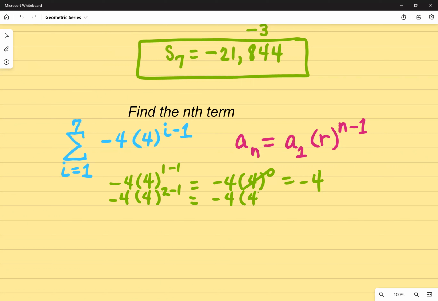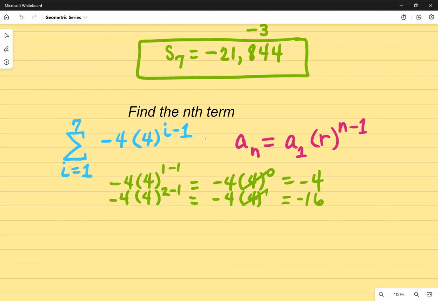All right, and then raise this to the first power. Again, I don't multiply -4 times 4. I take what's in the parentheses and raise it to that power first, take that answer, and then that's my final answer. So 4 to the first power is simply 4, and then that 4 times -4 is -16.